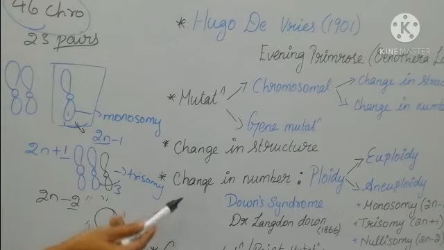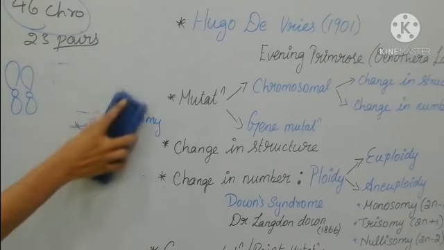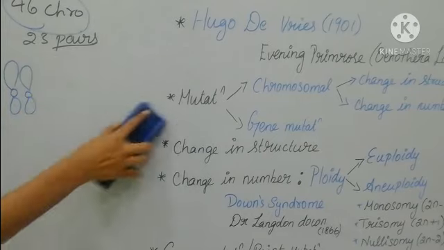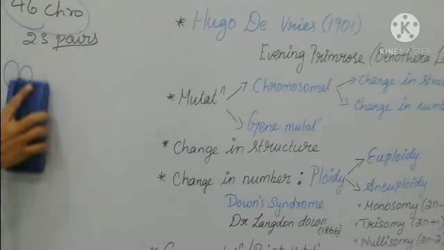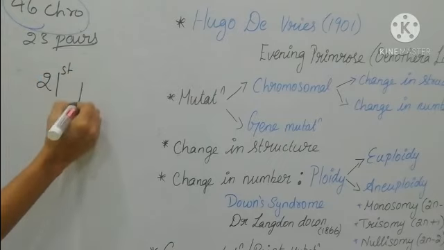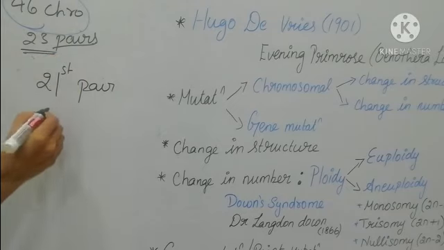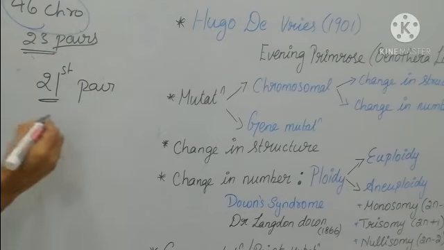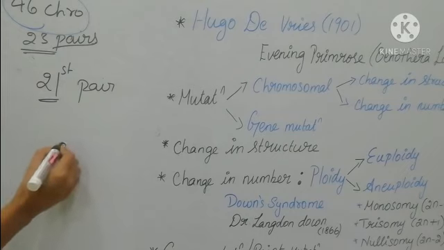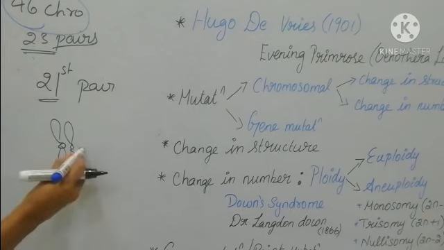And the common aneuploidy disease is Down syndrome. This Down syndrome was identified by Dr. Langdon Down in the year 1866. That's why this syndrome got the name Down's syndrome. People who have this syndrome have one extra chromosome in the 21st pair. We know that there are 23 pairs of chromosomes. The 21st pair has one more extra chromosome, that is, 3 chromosomes will be present in the 21st pair of this person.